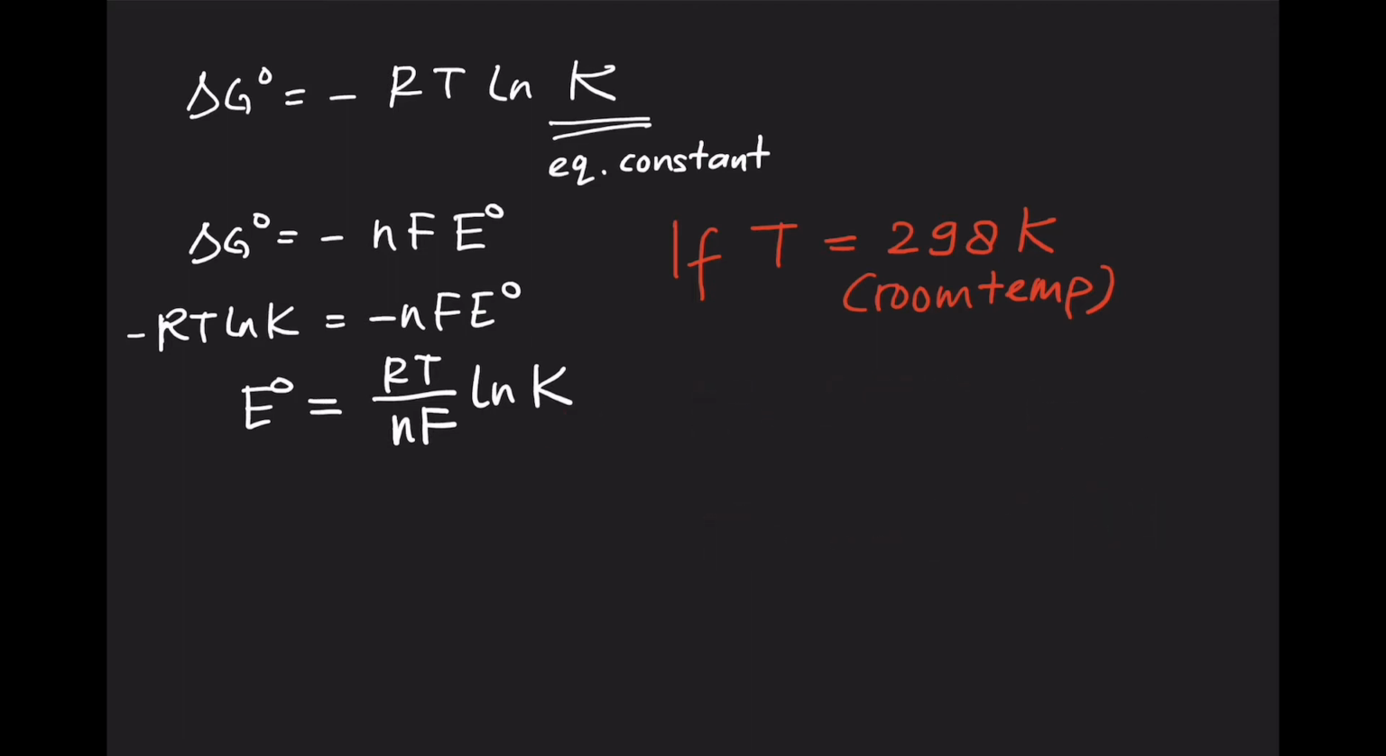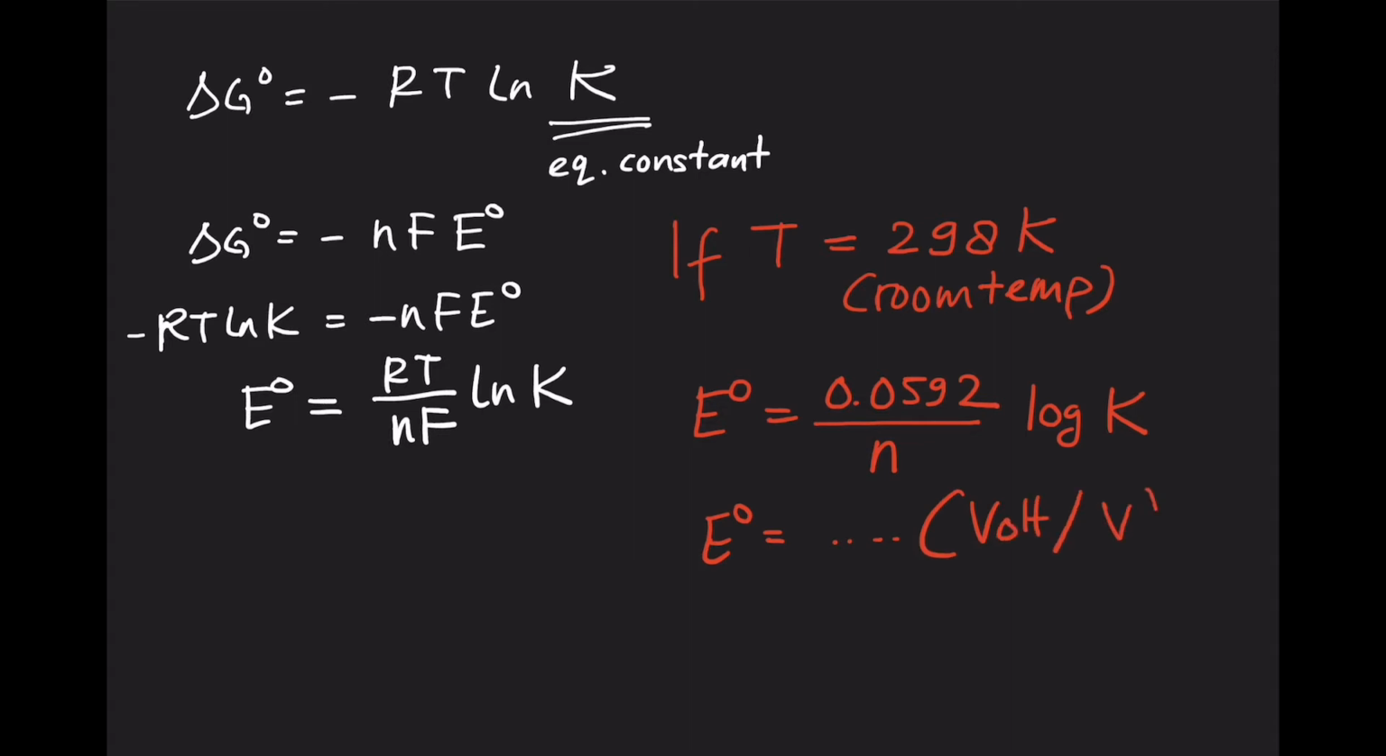Now, if and only if you work at room temperature, so the T is 25 degrees Celsius or 298 Kelvin, we can convert this equation into E0 equal to 0.0592 divided by n, which is again the number of electrons involved in the redox reaction, times log K. And the unit of this will be in volt, or V. You can use this formula if we work at room temperature, so we can put the T here being equal to 298 Kelvin.